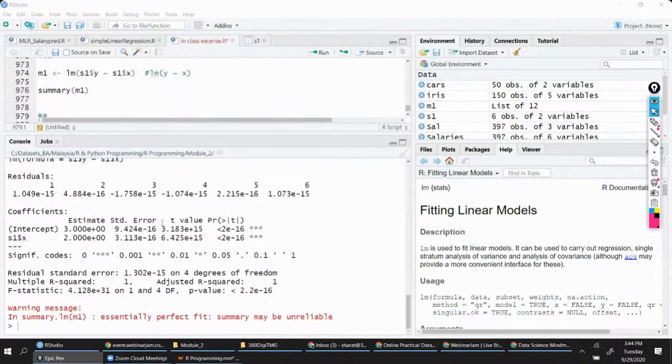Then we also have something called R squared. We'll talk only about multiple R squared. Okay, we're not talking about adjusted R squared. One thing at a time. So this multiple R squared is called the coefficient of determination. Coefficient of determination.